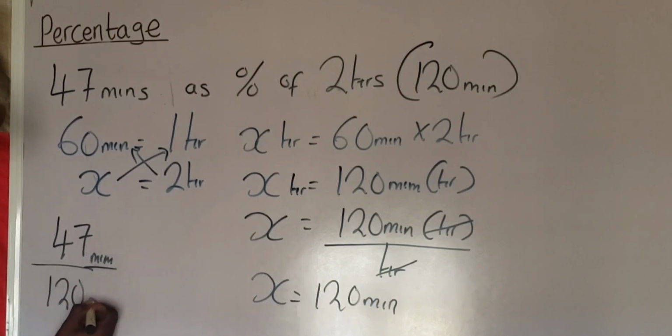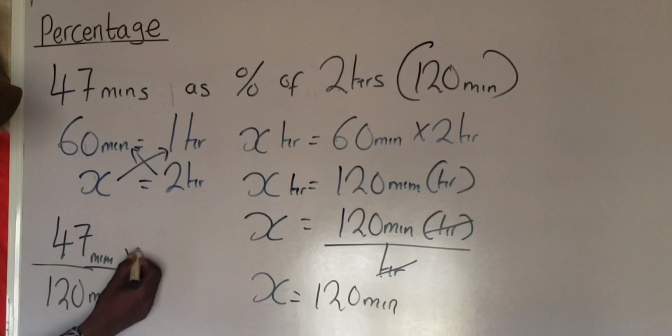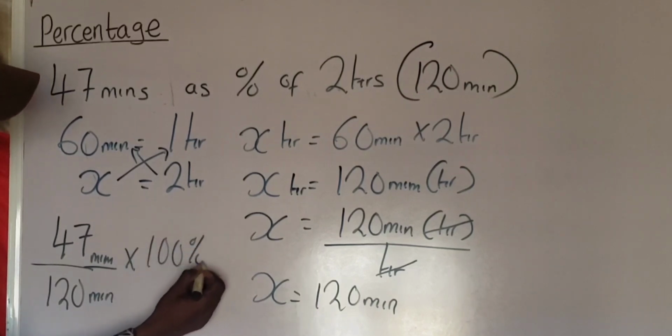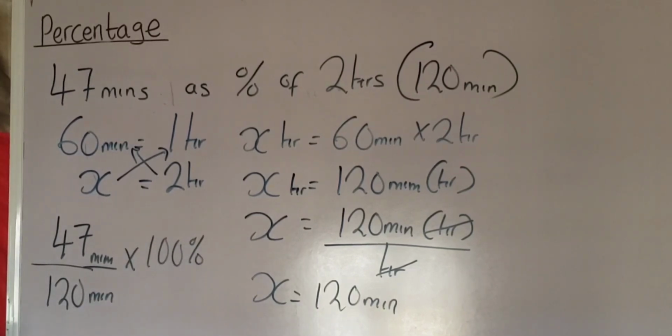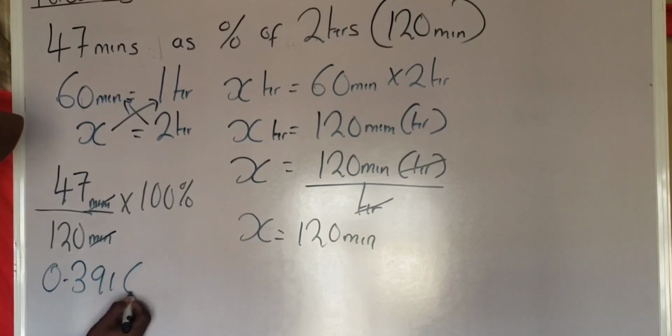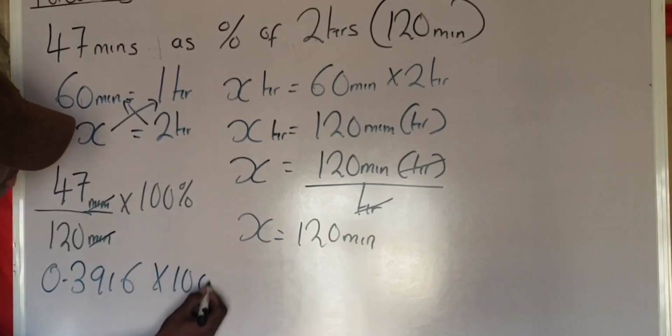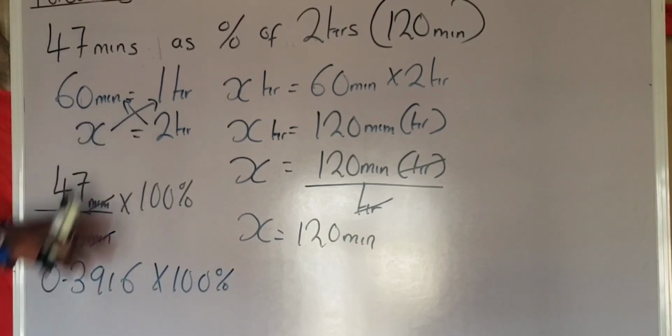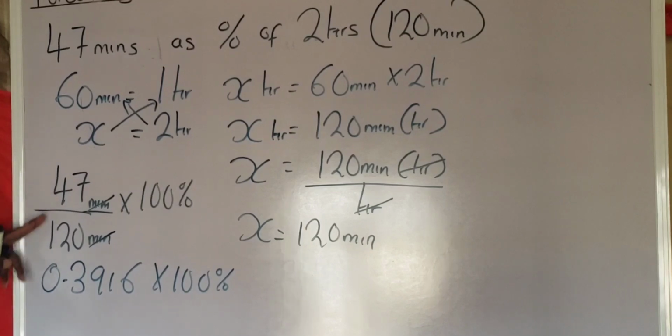We have minutes, multiplied by what? 100%. Do you understand? So this minutes here will cancel this minutes. So 47 divided by 120, 0.3916 multiplied by 100%. Do you understand how I got this? I divide this by this.